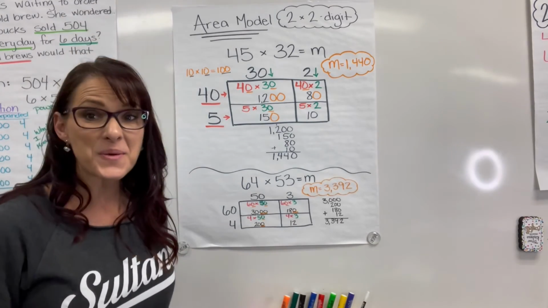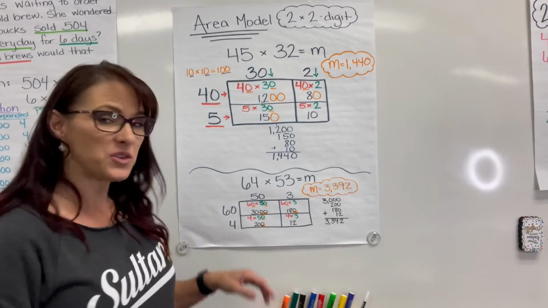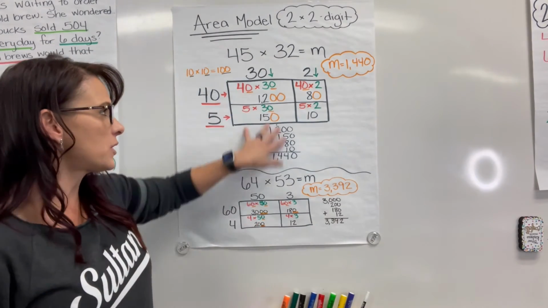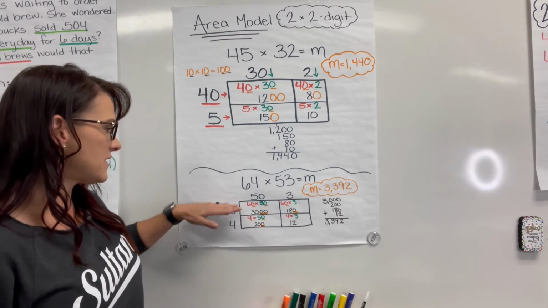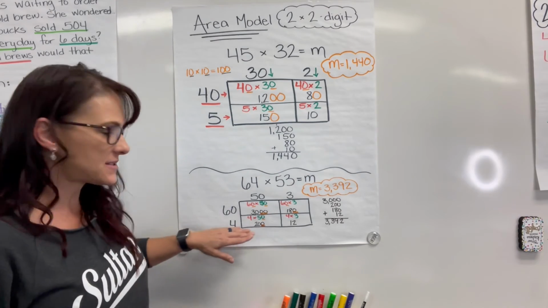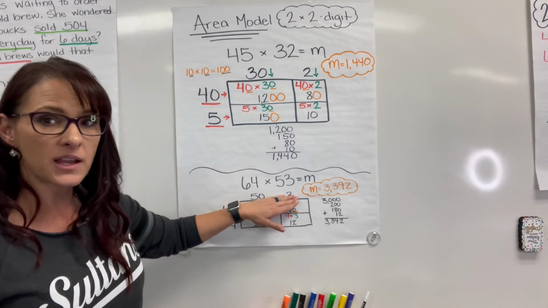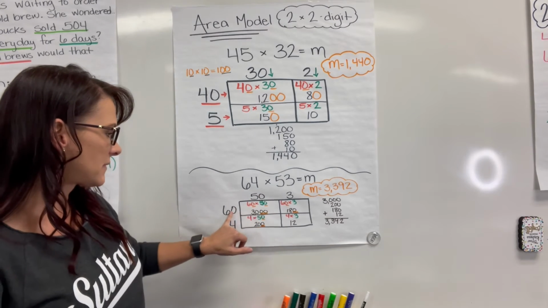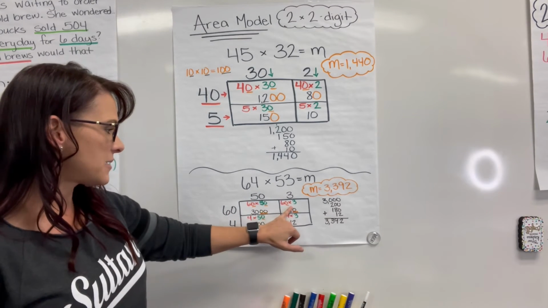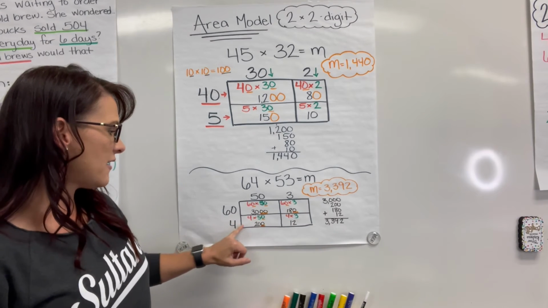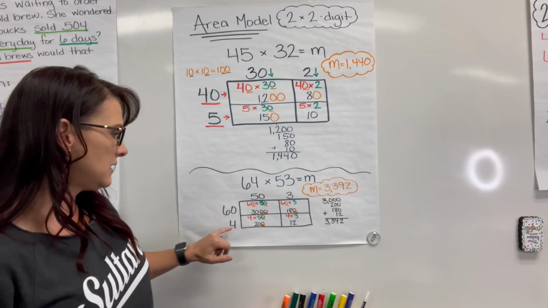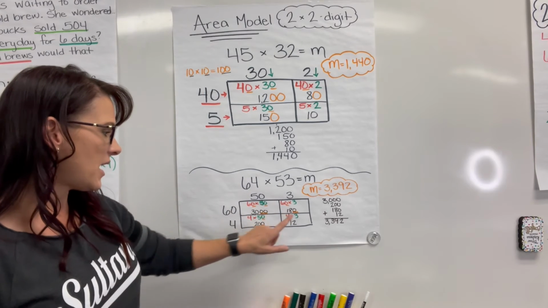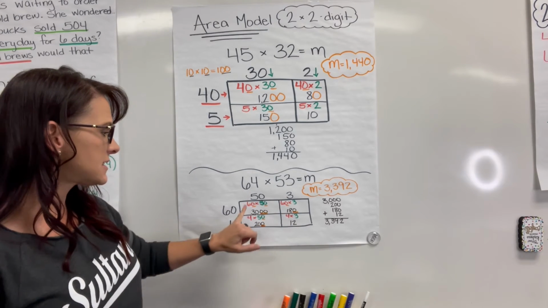All right, kiddos, welcome back. So you should have followed that same pattern that I did in the previous problem. So we have 64 coming down the side. We've got 53 going across, and we have 60 times 50. We have 60 times 3. We have 4 times 50 and 4 times 3. So I went ahead and did my zeros for each box.